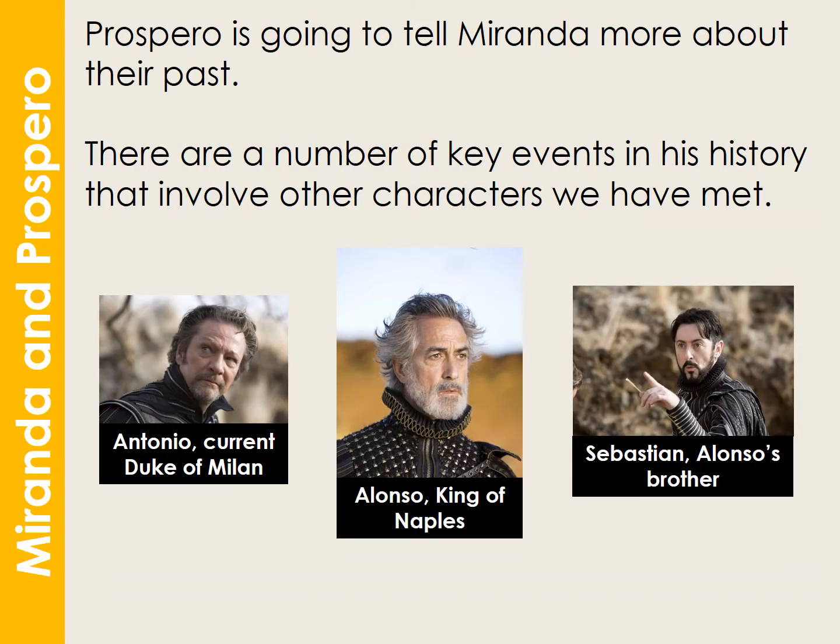So next in the play, Prospero is going to tell Miranda more about their past, and there are a number of key events in his history that involve other characters we've already met. So for instance, Antonio, the current Duke of Milan, the role that was usurped by him from Prospero, Alonso, the King of Naples, and Sebastian, Alonso's brother. So on the next slide, we're just going to go through those key events before you watch the next part.